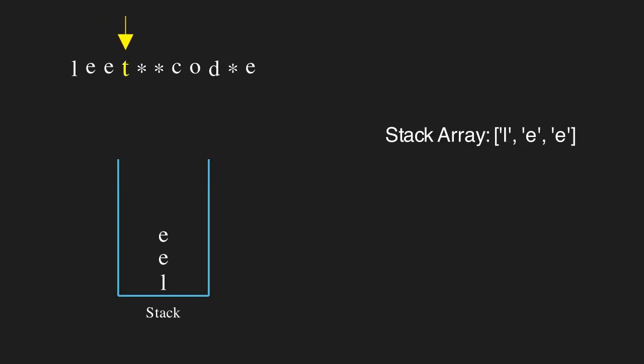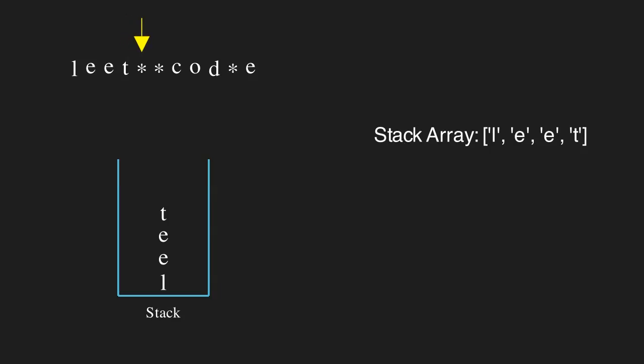Currently, the stack contains L, E, E. The next character we encounter is T. As a standard letter, it satisfies the condition to be added. We execute a push operation. The new intermediate state of our stack becomes 4 elements, L, E, E, and T at the very top.